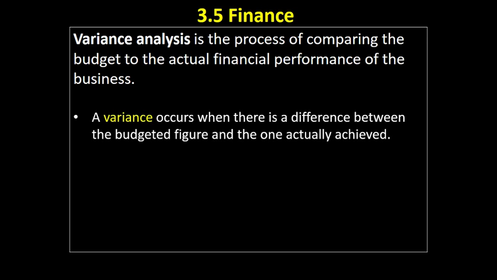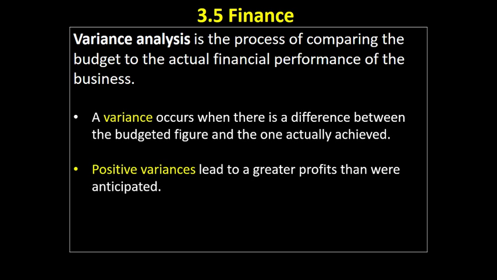A variance occurs where there's a difference between the budgeted figure and the one that is actually achieved. So if we earn more revenue than we thought we would, that would be a variance. So positive variances lead to greater profits than were anticipated. In terms of our revenue budget, that would be when revenues are greater than what we budgeted for. Positive variances are good. In terms of costs, it would be when we spend less than we'd anticipated spending. So it's going to lead to a higher profit.